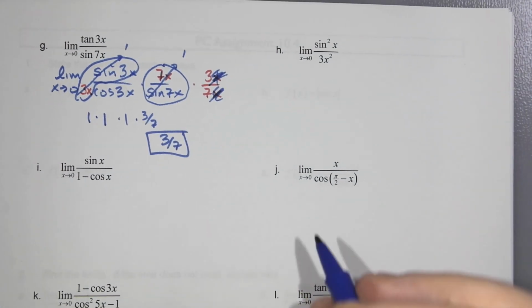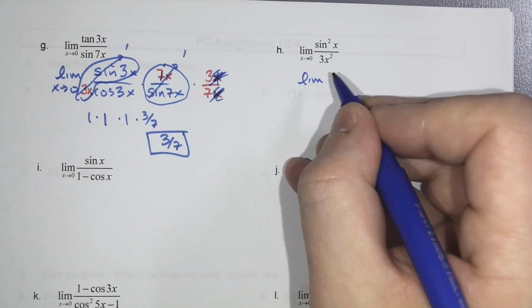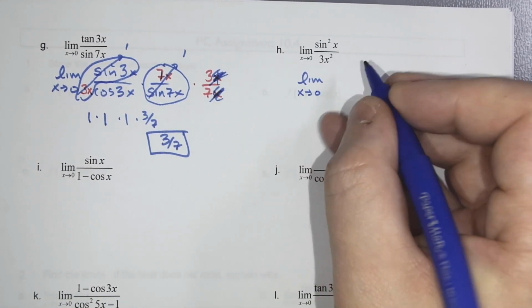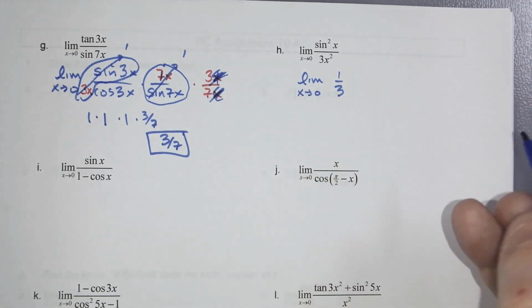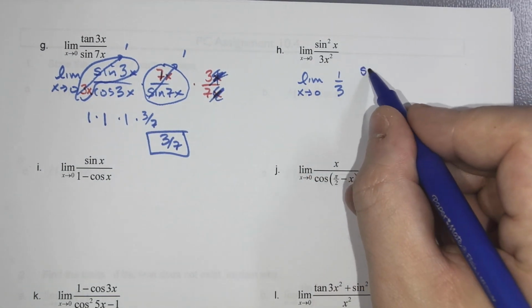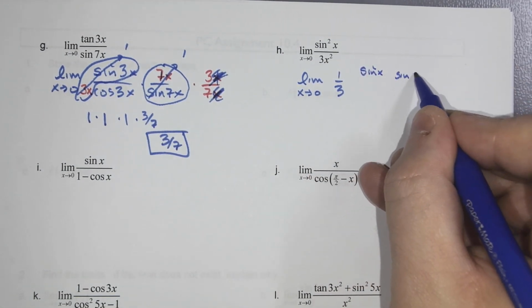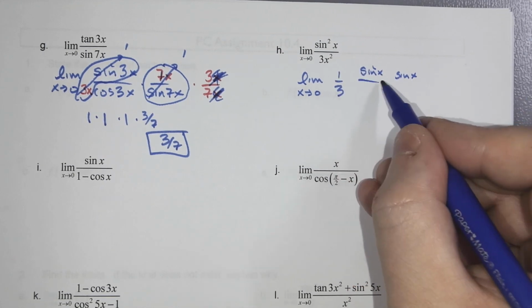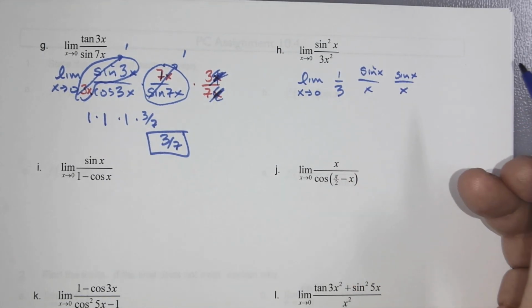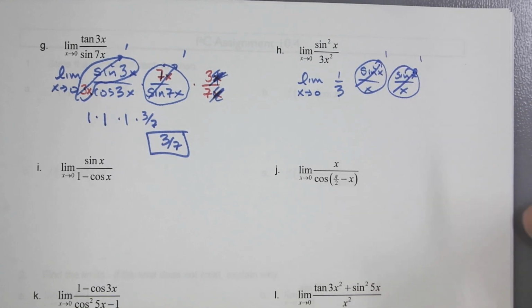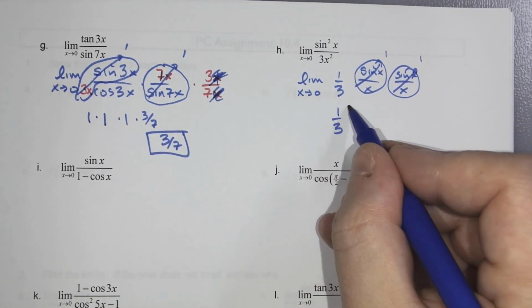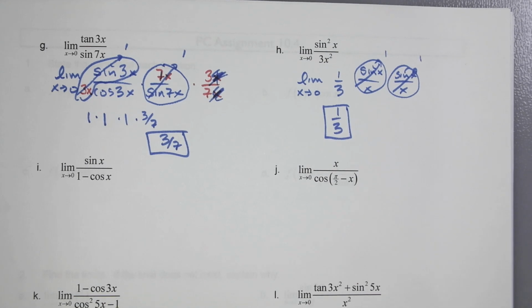How about for h? For h, we have the limit as x approaches 0. There's the 1/3 thanks to the 3 on the bottom. There's 2 sines on top. And there's 2 x's on the bottom. That's 1. That's 1. And so our net result is 1/3.